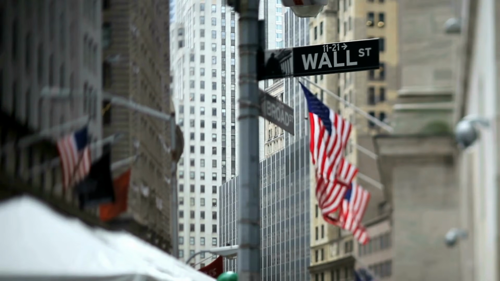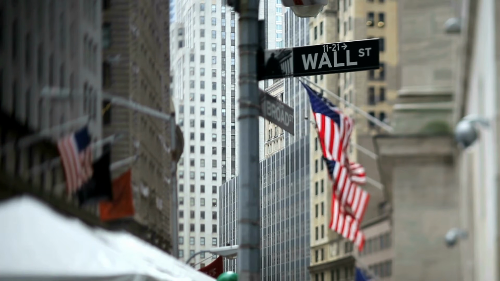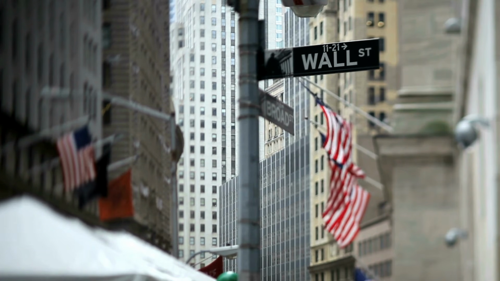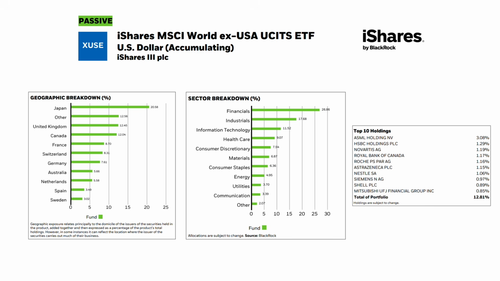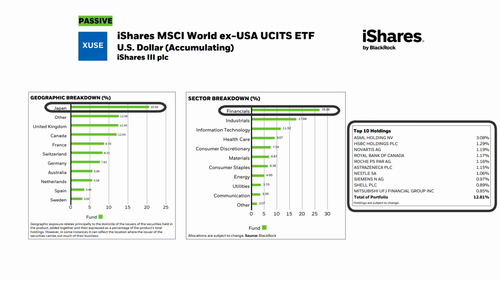But again, there is a choice you can make. You do not have to own every part of the global market in proportion to its current size. There are other ETFs that take a different approach. A World ex-US ETF reduces exposure to the most expensive part of the global market. As you can see, it has a very different makeup, with Japan being the top country, financials being the largest sector, and the top 10 holdings being much less concentrated.